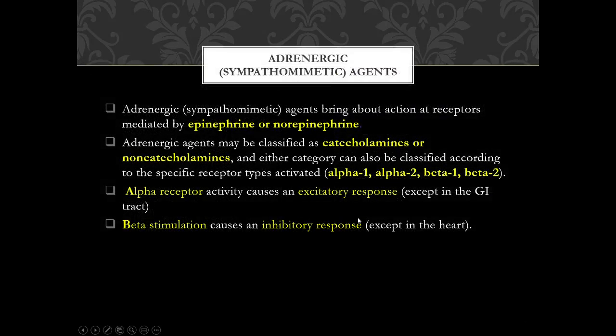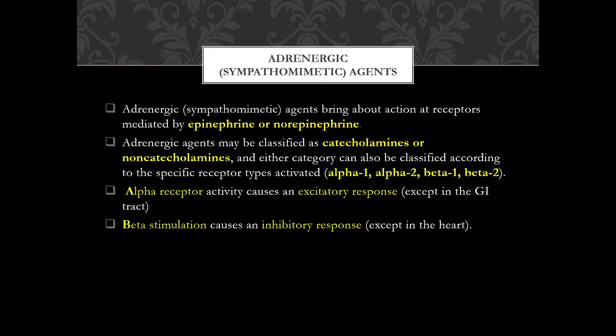Sympathomimetic agents are adrenergic agents. So these are things that are going to cause the fight or flight response. They're usually mediated by epinephrine or norepinephrine. They can be classified as either catecholamines or non-catecholamines. In either category, they can also be classified according to what specific receptor types they activate: alpha 1, alpha 2, beta 1, or beta 2.